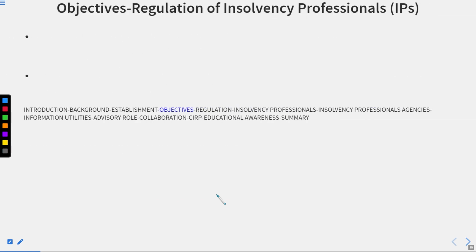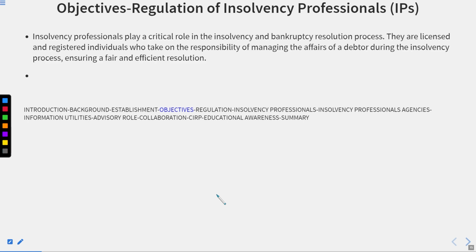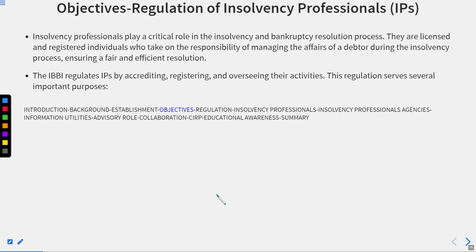The first objective is regulation of insolvency professionals. Insolvency professionals play a crucial role in the insolvency and bankruptcy resolution process. They are licensed and registered individuals who take on the responsibility of managing the affairs of a debtor during the insolvency process, ensuring a fair and efficient resolution. The IBBI regulates IPs, or insolvency professionals, by accrediting, registering, and overseeing their activities. This regulation serves several important purposes.